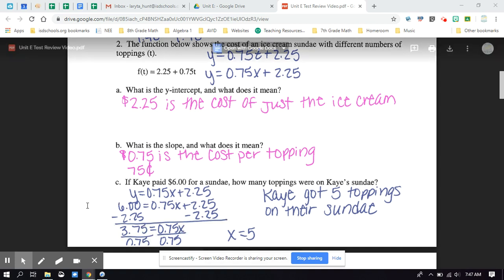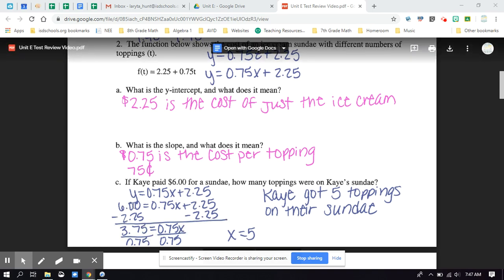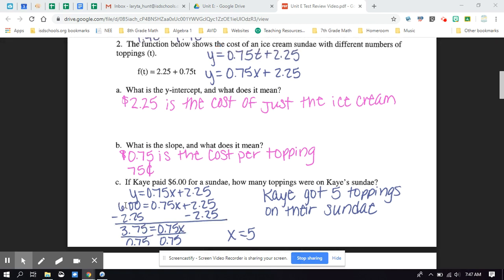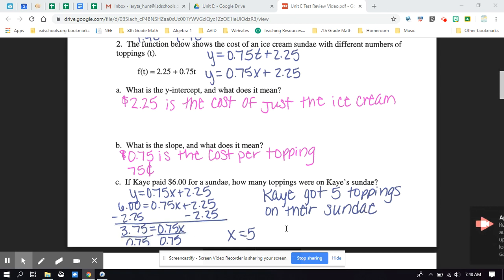So again, you can approach it the same way we did Friday, or you can use this formal equation. Either one should still lead you to the same answer. So if you paid $6, that's your total. That substitutes for Y. I'm going to subtract out the cost of just ice cream, which is $2.25. That leaves me with $3.75. And I paid 75 cents per topping, so I need to divide. When I divide, I should get 5. X equals 5, so K got 5 toppings.